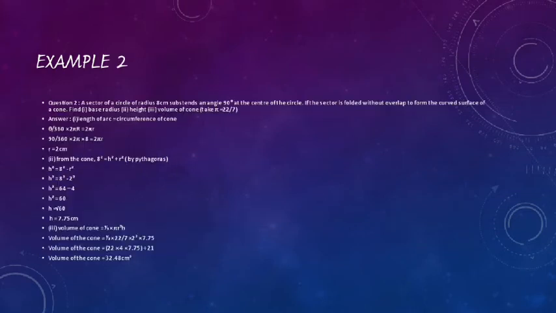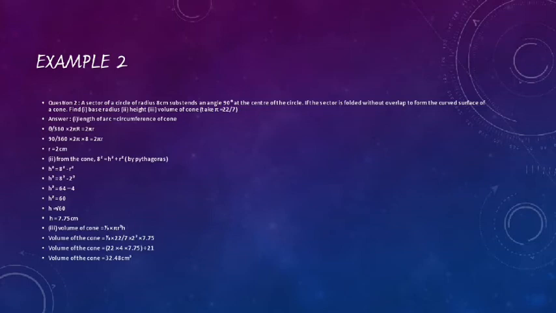Now example 2. Question 2. A sector of a circle of radius 8 cm subtends an angle of 90 degrees at the center of the circle. If the sector is folded without overlap to form the curved surface of a cone, find 1, the base radius, 2, the height, and 3, the volume of the cone. Take π to equal 22 over 7.